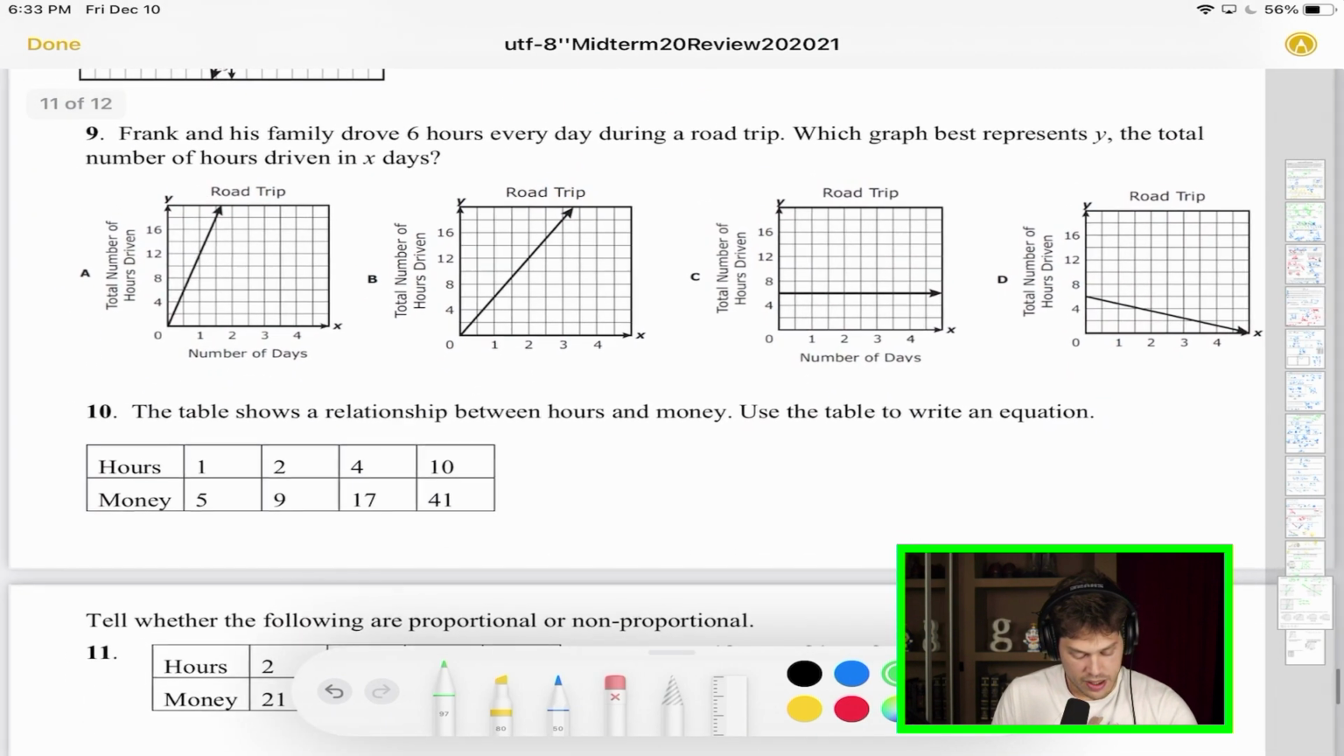Number 9. Frank and his family drove 6 hours every day during a road trip. What graph best represents y, the total number of hours driven in x days? Okay, well, it's going to be going up. It's not going to stay the same. It's not going to be going down. He's driving 6 hours every day. So at one day, at 1, it should be at 6. At 2 will be at 12. So B is right.